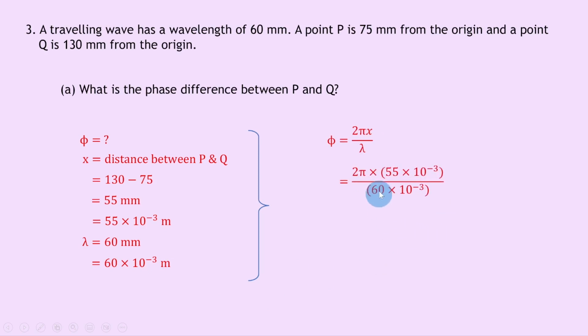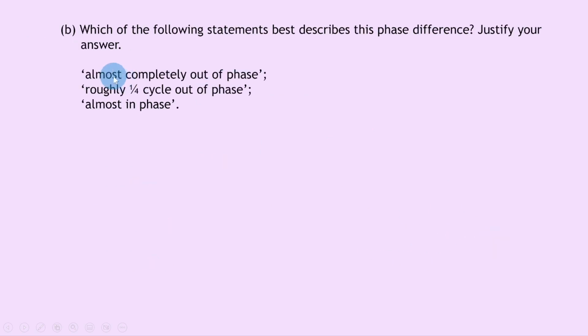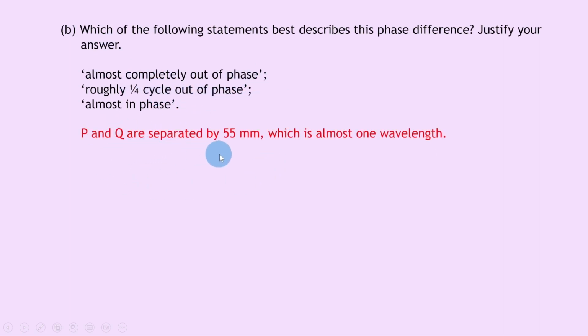Substituting in the numbers gives 2 pi times 55 times 10 to the minus 3 divided by 60 times 10 to the minus 3, and putting that into your calculator should give you an answer of 5.76 radians. Part B then says which of the following statements best describes this phase difference? Justify your answer. So is it almost completely out of phase, roughly a quarter cycle out of phase, or almost in phase? Well, we said that P and Q are separated by 55 millimeters, which is almost one wavelength, i.e. 60 millimeters. So therefore, we could say it's almost in phase.